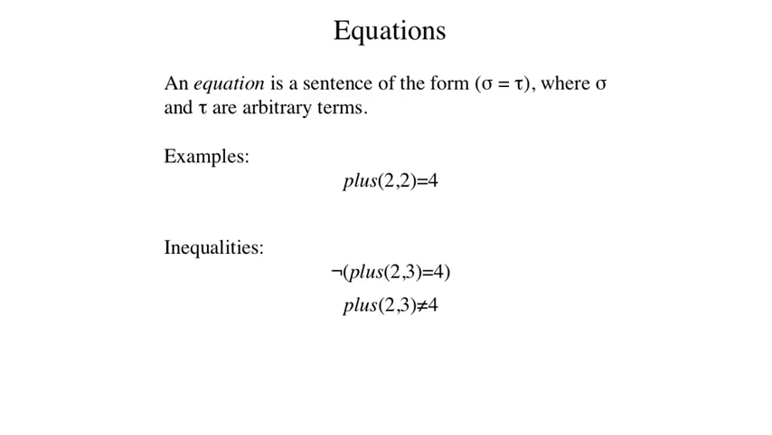An equation is a way of stating that two similar, the same, or possibly distinct terms refer to the same object. For example, to express the coreferentiality of plus 2, 2, and 4, we write plus 2, 2 equals 4. We can also distinguish terms by writing negated equations. To say that plus 2, 3, and 4 refer to different objects, we write not plus 2, 3 equals 4, which we sometimes abbreviate as plus 2, 3 is not equal to 4.